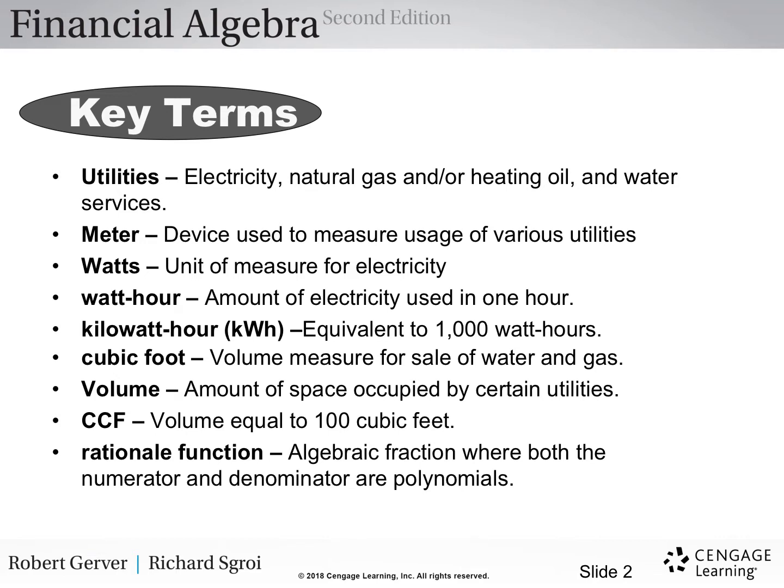Cubic foot, which is the volume measure for sale of water and gas. Volume, which is the amount of space occupied by certain utilities. CCF, which is the volume equal to 100 cubic feet. And lastly, rational function, which is an algebraic fraction where both the numerator and denominator are polynomials.